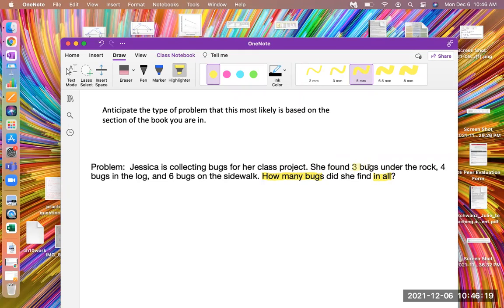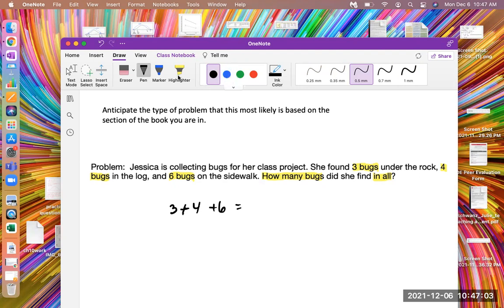So 3 bugs. This goes on to explain where you found the bugs, but that doesn't matter, right? As far as you doing this problem, 4 bugs, blah, blah, blah. That's, again, explaining where you found it, but it's not important. And 6 bugs. These are the only important words to solve this problem correctly. So you just do this 3, plus that 4, plus this 6, and that's how you solve this problem, right?